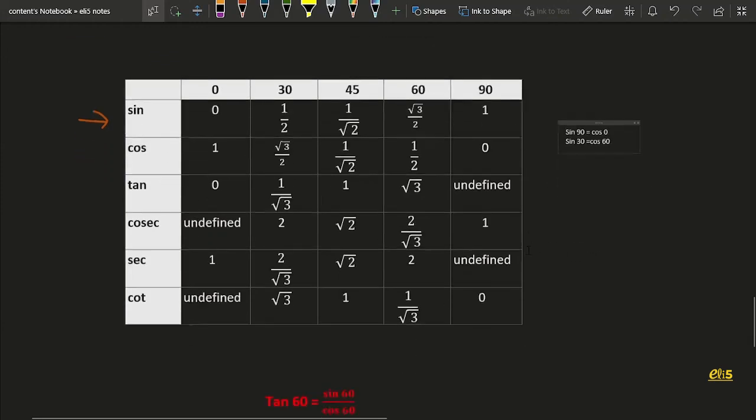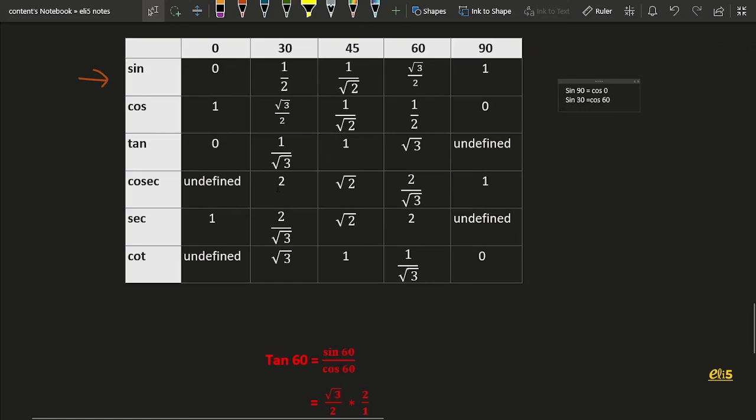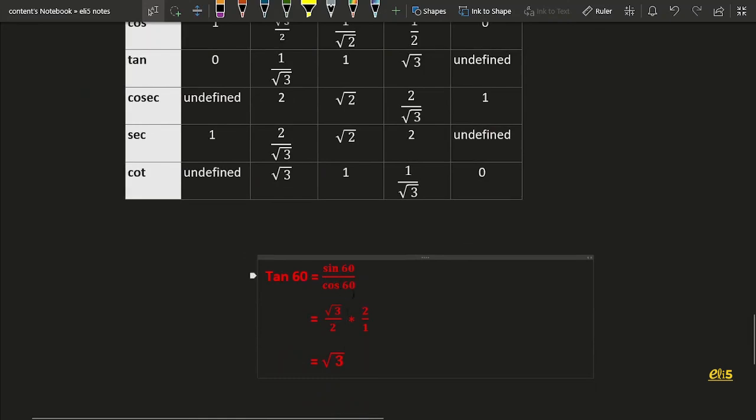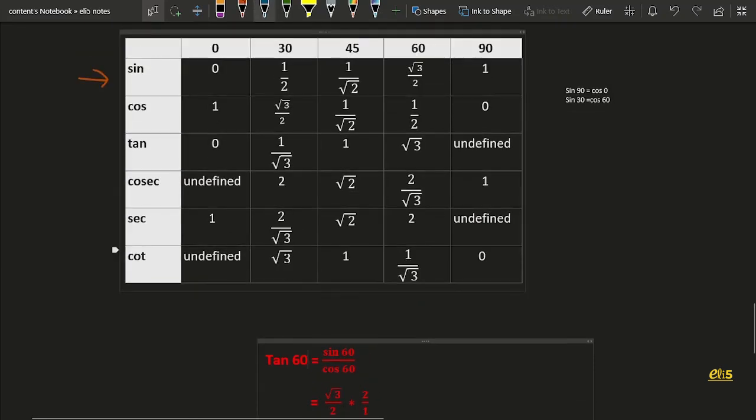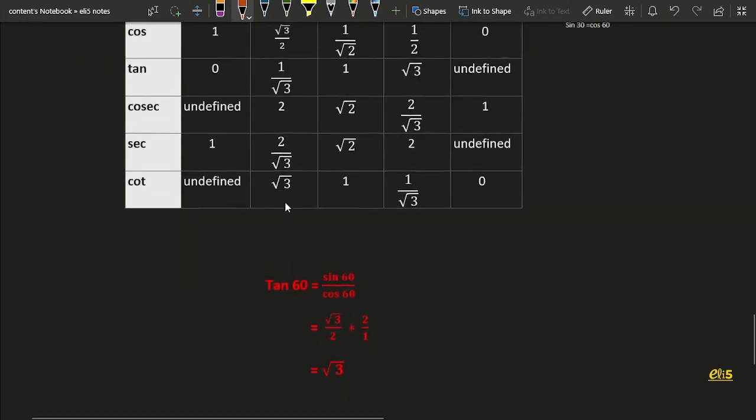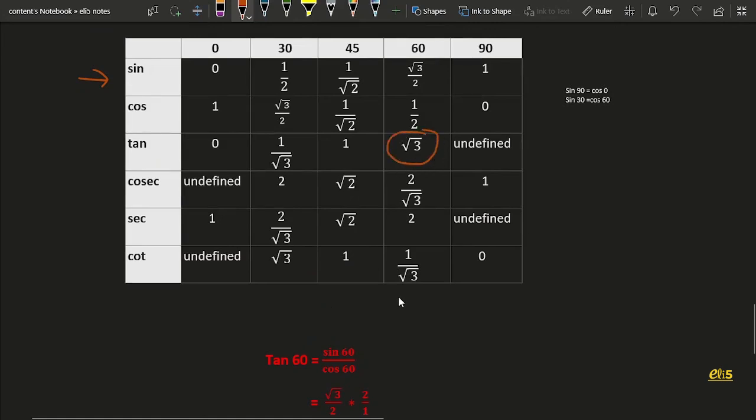And for tan, we know that tan is simply equal to sine by cos. So if I had to know the value of tan 60 degree, then I will do sine 60 by cos 60. Sine 60 I knew, and cos 60 is just sine 30 degree, so I knew both of these. So sine 60 by cos 60 will be root 3 by 2 into 2 by 1 equals root 3. So as you can see, it is true. Tan 60 degree is root 3. This is how I used to do it.